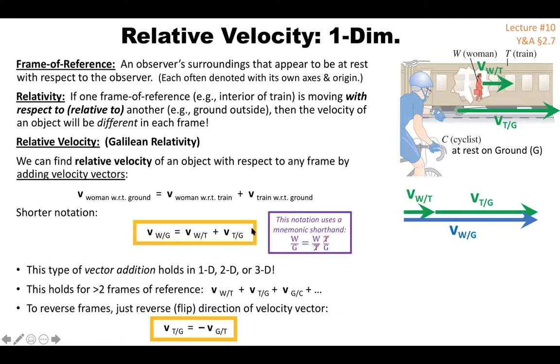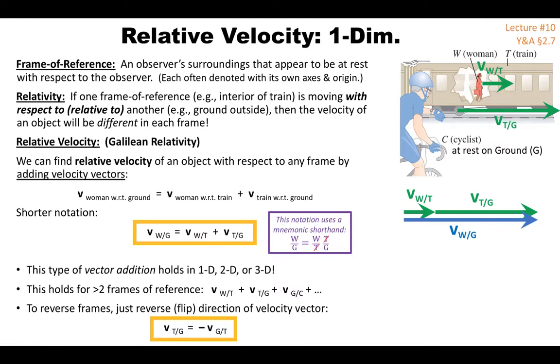You can have a third or a fourth or a fifth velocity vector here, and then you can use this little shorthand to make sure that they're canceling out correctly, and you're left with the velocity of the object with respect to the reference frame that you want. So that's kind of convenient.